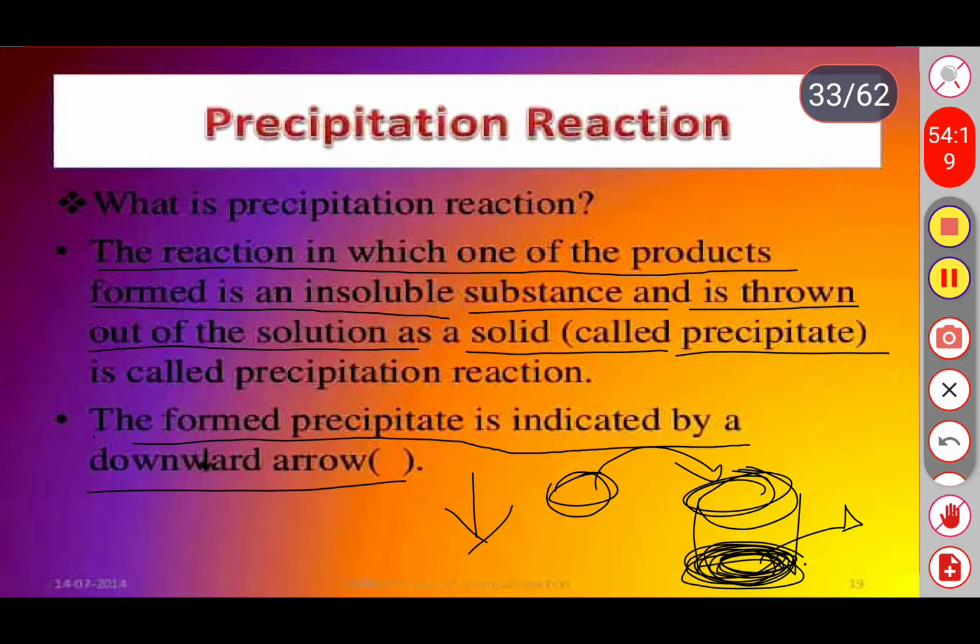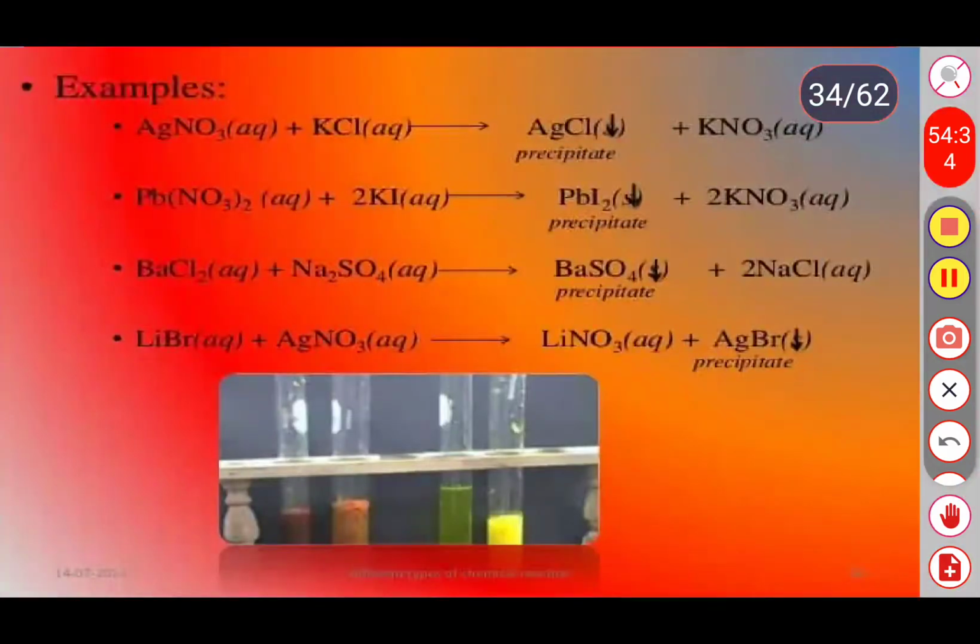So see some examples of precipitation reactions. First one, AgNO3. AgNO3 means silver nitrate. When silver nitrate is combined with potassium chloride, what does it form? Silver chloride and potassium nitrate. In that, AgCl is a precipitate. It forms a precipitation.